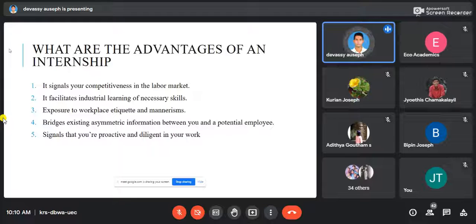It shows you're proactive, you're dynamic, you're somebody who's on your toes, you're working, you're versatile. It shows you're a go-getter and not somebody who's laid back and lazy. The second thing, it facilitates industrial learning of necessary skills. Necessary skills include MS Office, that is Microsoft Excel, Microsoft Word, and Microsoft PowerPoint. It's really important, these skills.